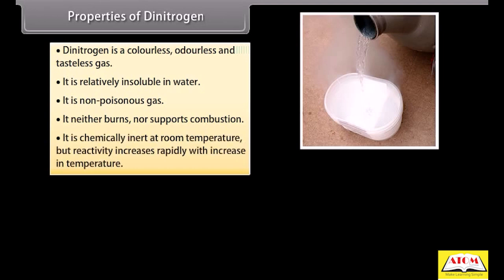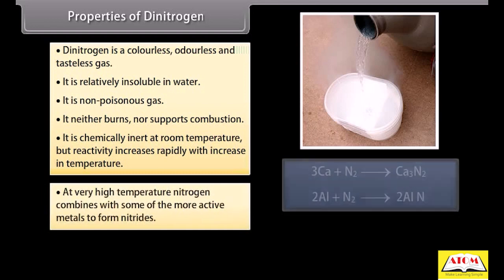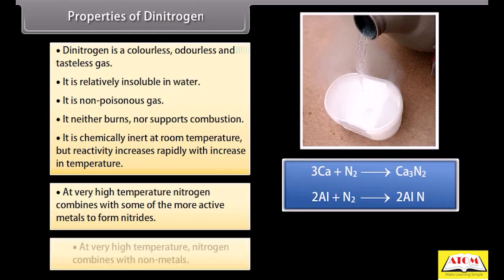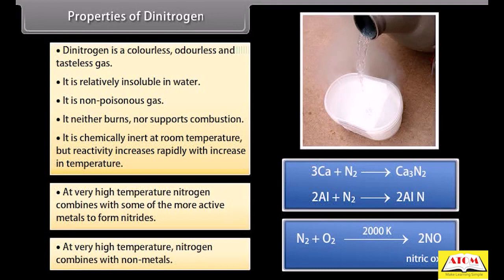It is chemically inert at room temperature, but its reactivity increases rapidly with an increase in temperature. At very high temperatures, nitrogen combines with some of the more active metals to form nitrides. At very high temperature, nitrogen combines with nonmetals.